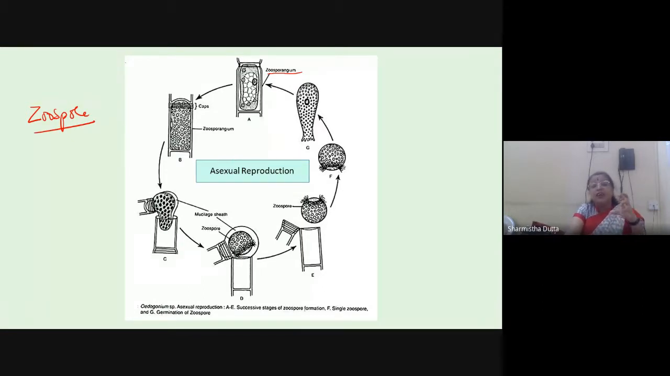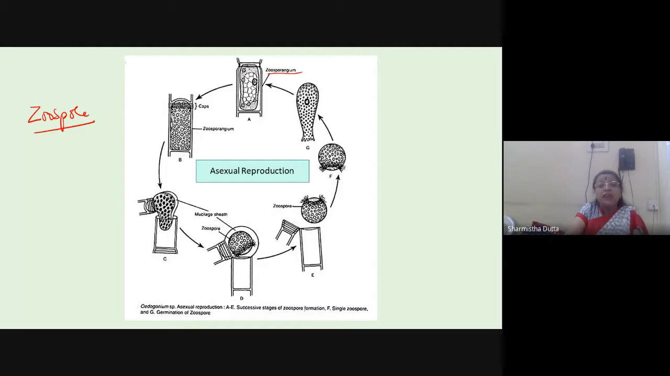How does it form? You should understand that it is a simple filamentous alga, but all this information is present in the nuclear region, in the DNA. All this information decides which cell has to form a zoosporangium, which cell will still remain a vegetative cell, and which cell will develop into a gametangium producing gametes. See the interesting feature of these forms: even though they are so minute and simple, everything is governed at the molecular level.